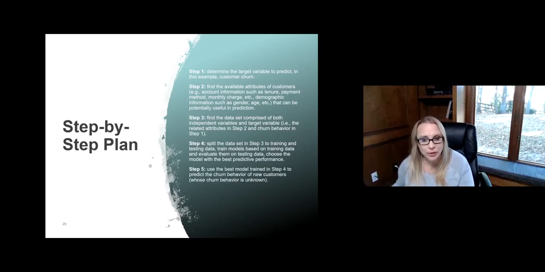In the next step, you are going to use the best model trained in step 4 to predict the churn behaviors of new customers whose churn behavior is not yet known. So before they actually churn, you're trying to identify them. Then you're going to send your promotional offers to those customers who are predicted to have a high likelihood of churning in an effort to try and retain them. So again, this was just a quick overview of the data mining process and some of the foundational concepts and nomenclature.